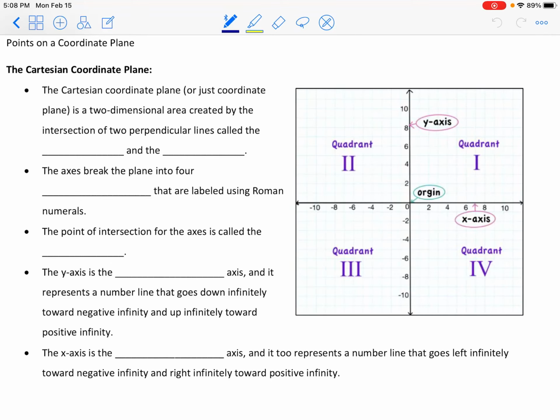Hello and welcome to our lesson on points on a coordinate plane. What we're looking at specifically is technically referred to as the Cartesian coordinate plane. That's a fancy word for what you would probably call a graph, okay?